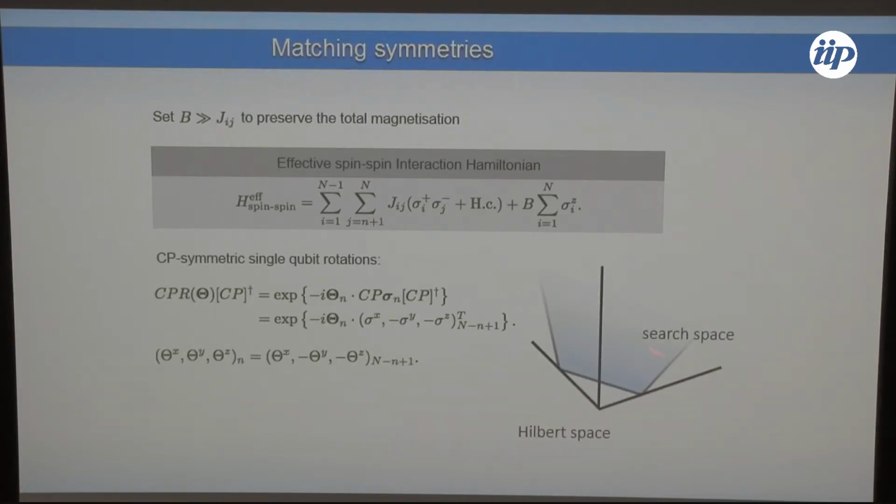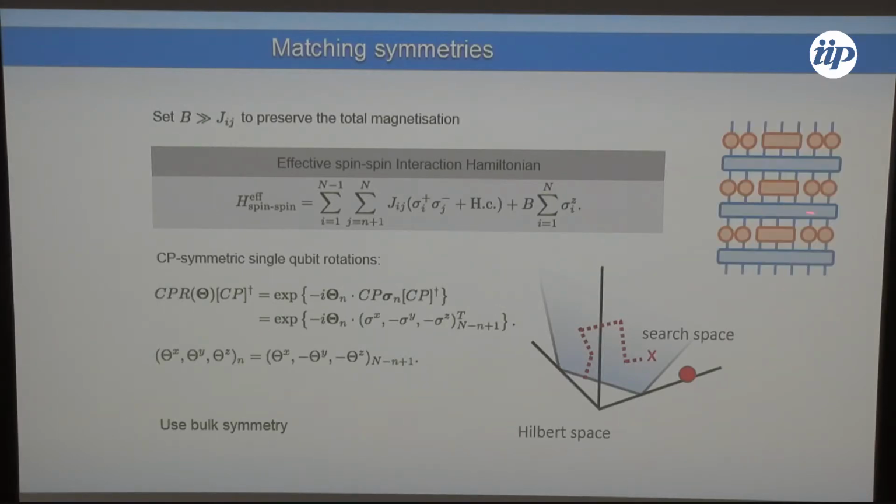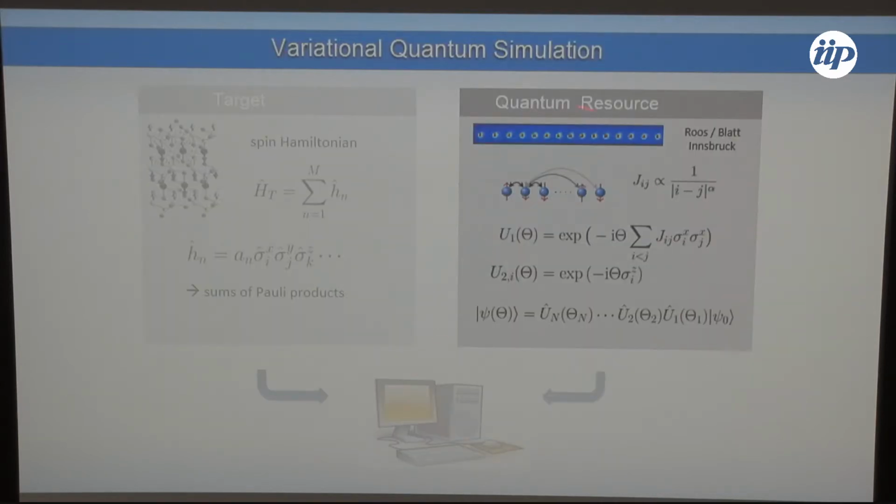So basically if this is our Hilbert space, then our symmetric subspace is kind of here, and we make sure that our final answer is constrained to this space. And the final thing is that if you have very long strings of ions, then in the middle you don't expect to see much from the boundary, so we use a bulk symmetry. So the single particle rotations in the middle, we group them all together, so there's just one control angle for the middle few particles. Okay, so that's the resource.